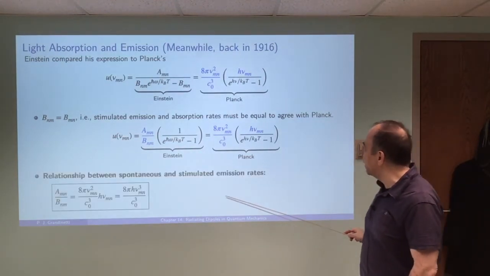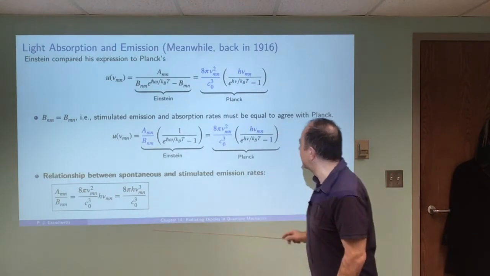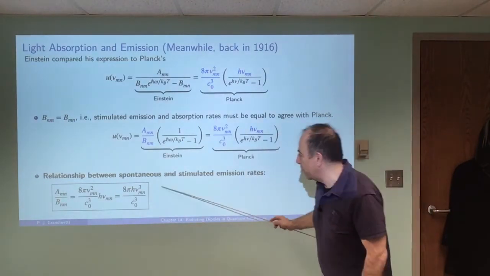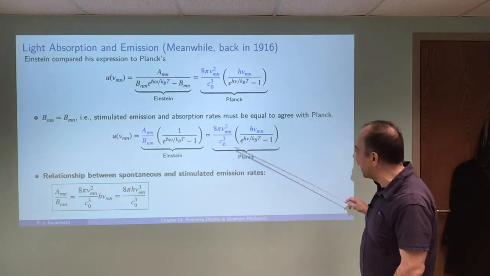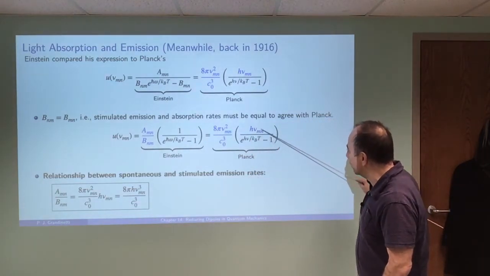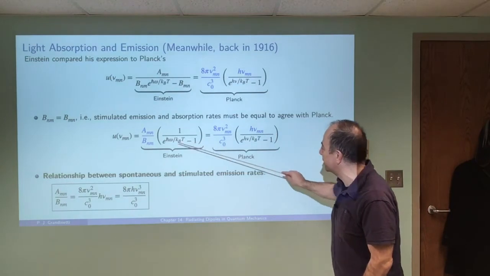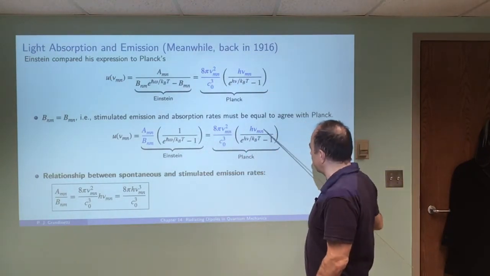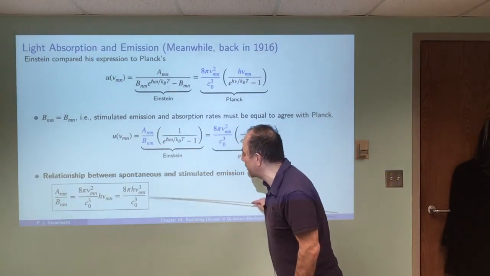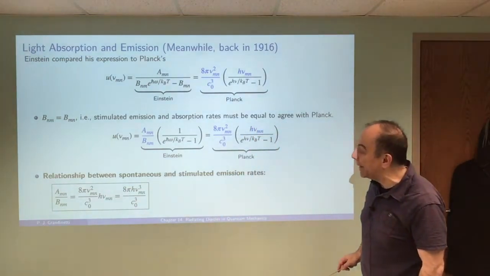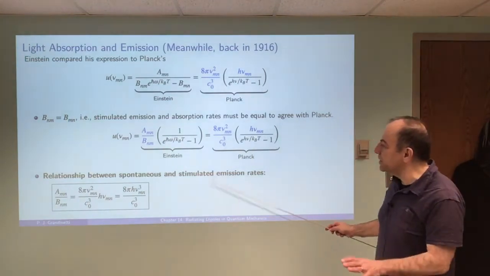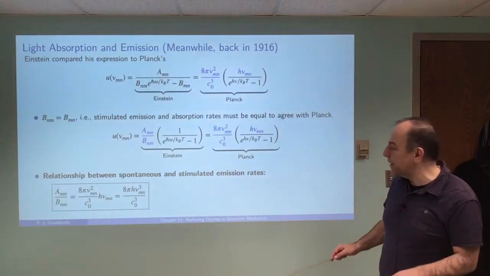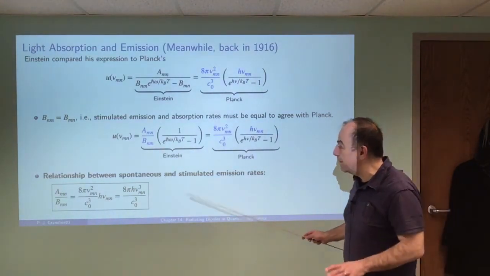And so what we end up with finally is that A over B is given by this expression here. I forgot, maybe I didn't mention it, there is a term over here that's a little bit different, and there are some differences there. But when you equate all these, you get this expression for the ratio of A_MN over B_NM, and that's given by this. So this is the relationship between the spontaneous and the stimulated emission rates.